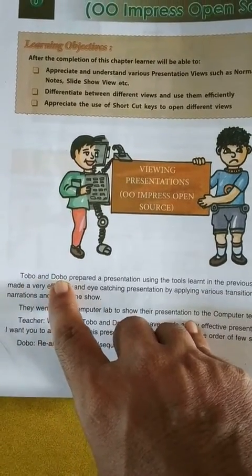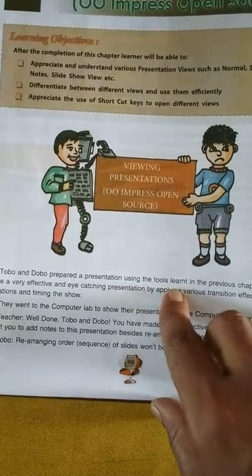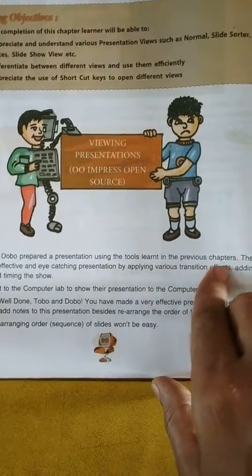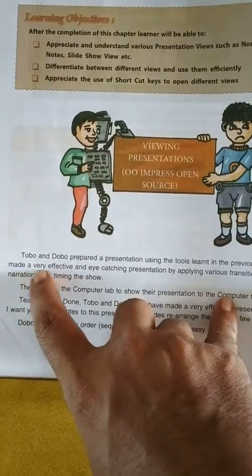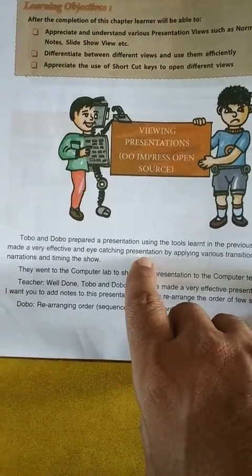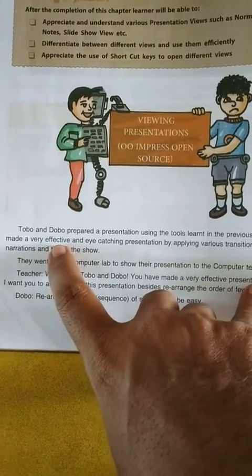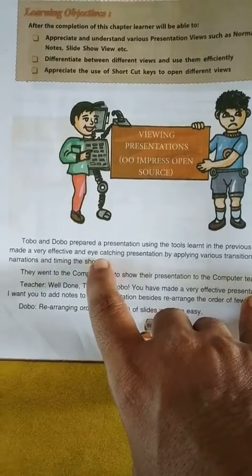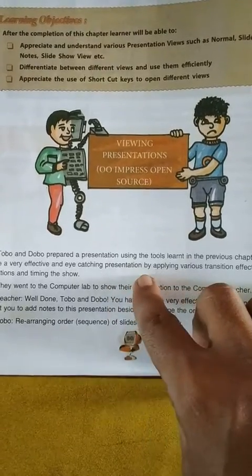Tobo and Dobo prepared a presentation using the tools learned in the previous chapter. They made a very effective and eye-catching presentation. Effective means attractive, eye-catching, appealing. These are different words, but the meaning is the same.